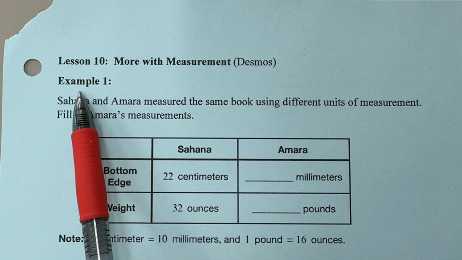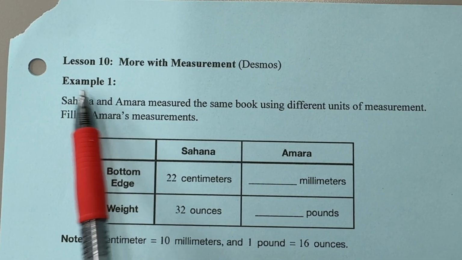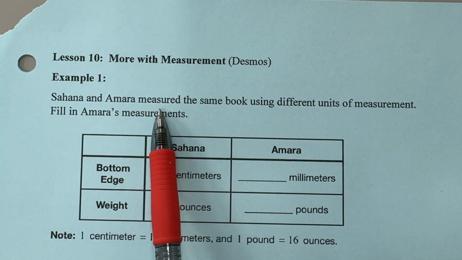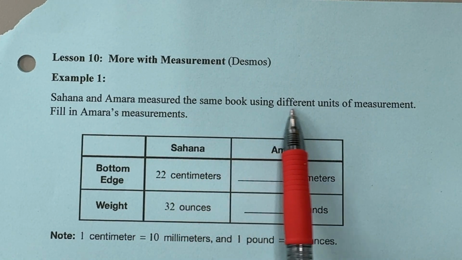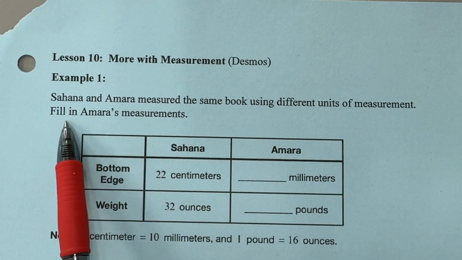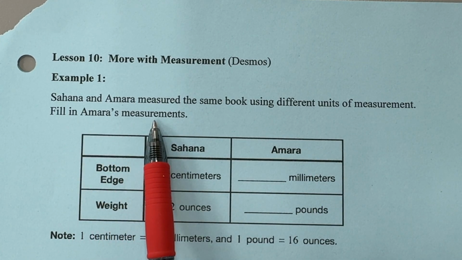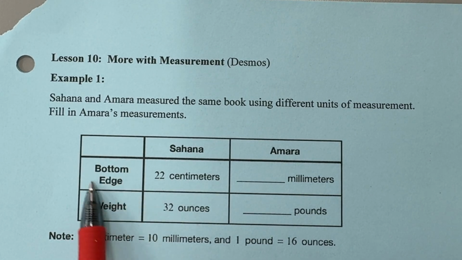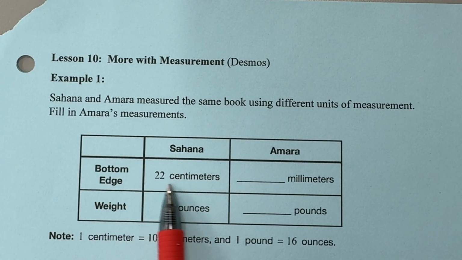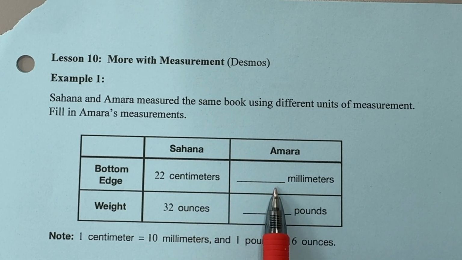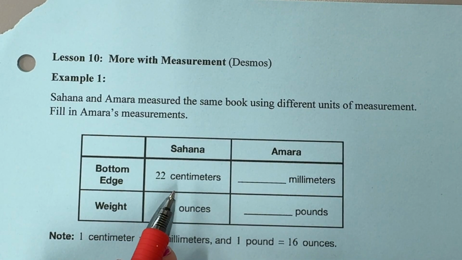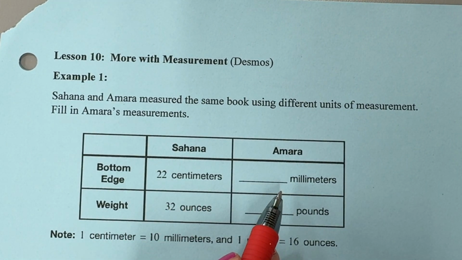So let's read example 1 at the top of page 39. It says, Sahana and Amara measured the same book using different units of measurement. Fill in Amara's measurements. So if you look here, it looks like the bottom edge of the book was measured to be 22 centimeters, and they want us to convert it to millimeters. So that's going to be our first job. We're going to take 22 centimeters and change it over to millimeters.